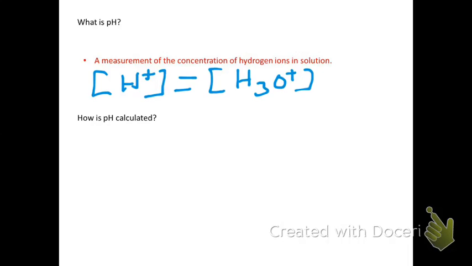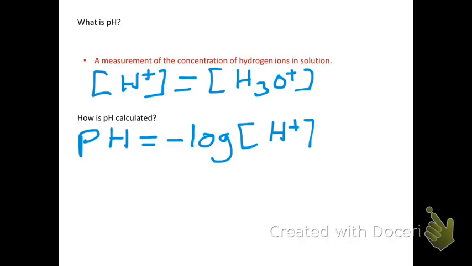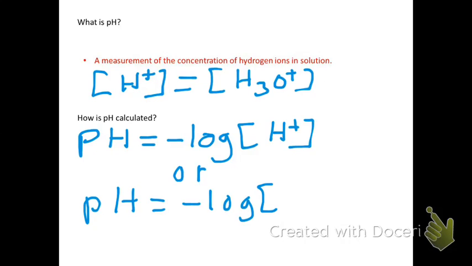So, to calculate the pH, we have an equation. The pH is equal to the negative log of the H plus concentration, or we can substitute H plus for the hydronium ion concentration. Either one would be correct to use.